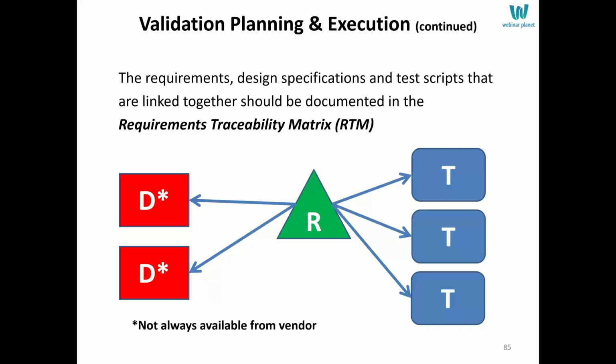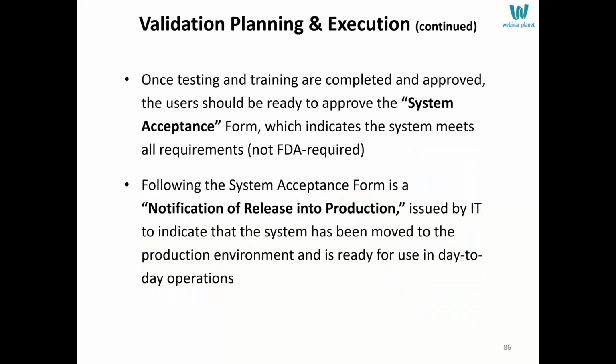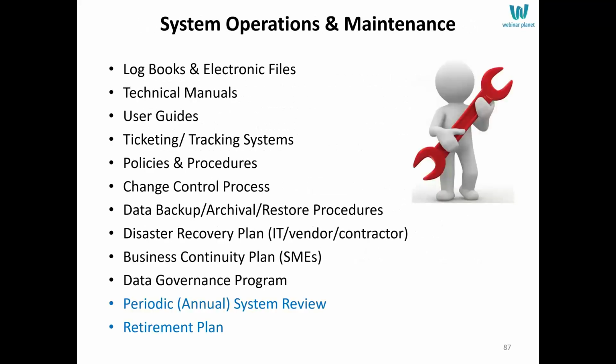So what's really key is to focus on every requirement must have one or more test scripts associated with it. Your requirements traceability matrix is simply one column with each requirement listed, and in the second column, every test script associated with each requirement is listed next to it. When system testing is complete, when training is complete, you can opt to do a system acceptance form, but that's not required by FDA. And then you would notify people that it's in production.